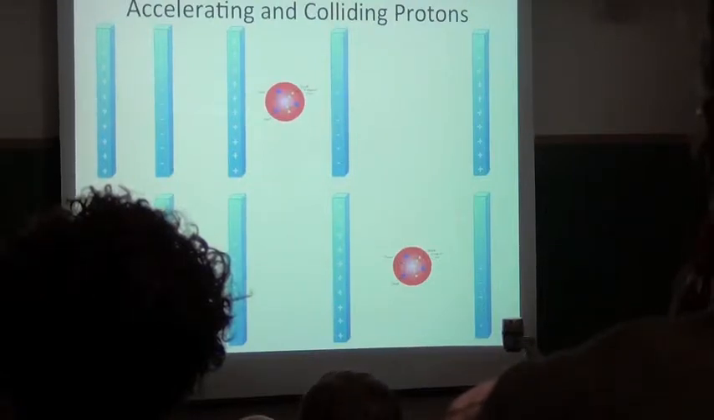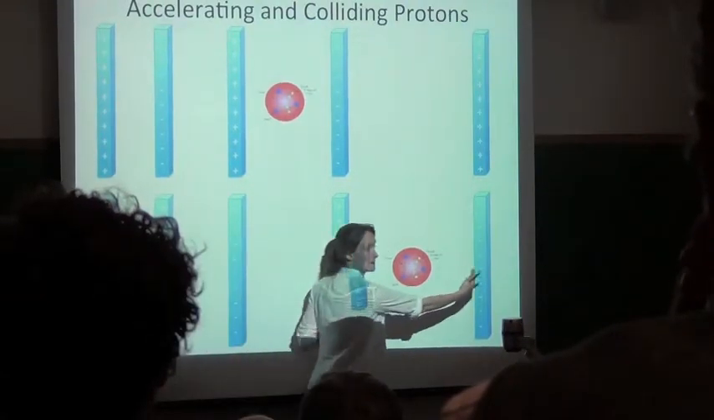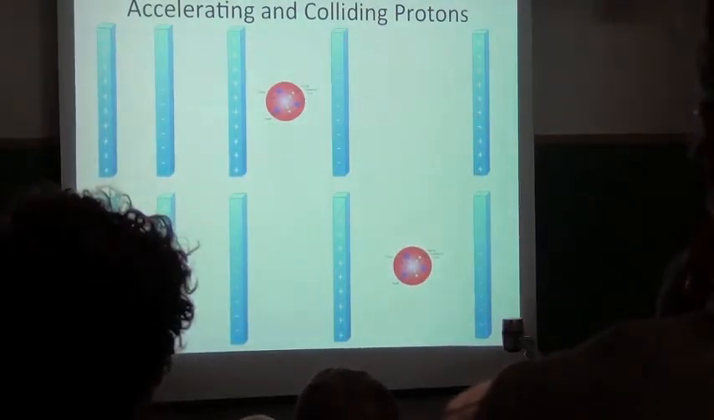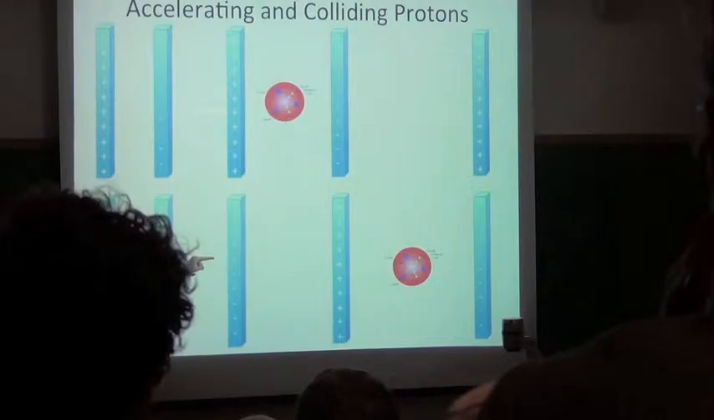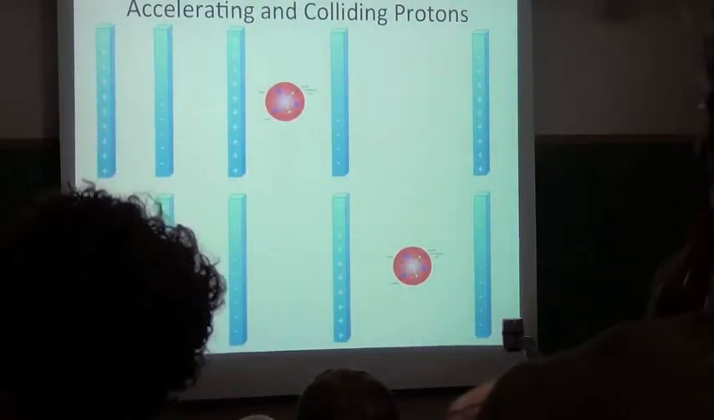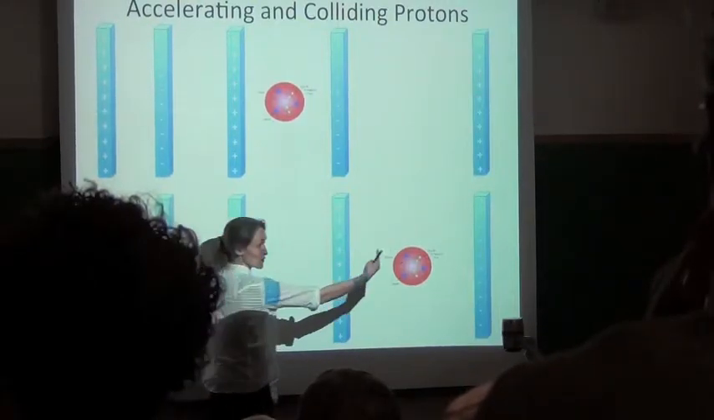Now, one thing you notice is that these are not evenly spaced, right? What happens is as your proton is traveling through the linear accelerator, it's picking up speed. So if I want to flip this at some given rate, as it's picking up speed, it's going to be going faster and faster, so I need to make these things further and further apart, okay?